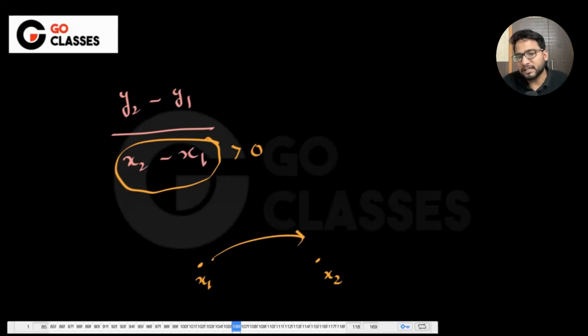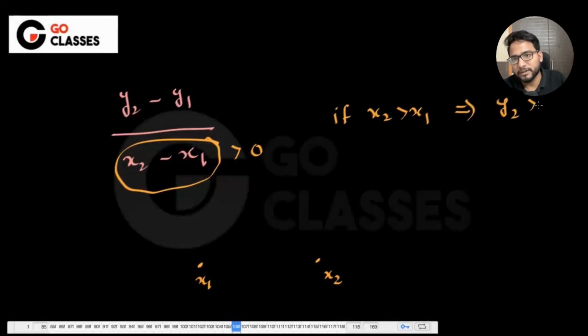If I'm increasing the x, if y also increases, which means whenever x2 is greater than x1, at the same time if y is also increasing, then what will I say? That the function is increasing, right? The function is increasing.